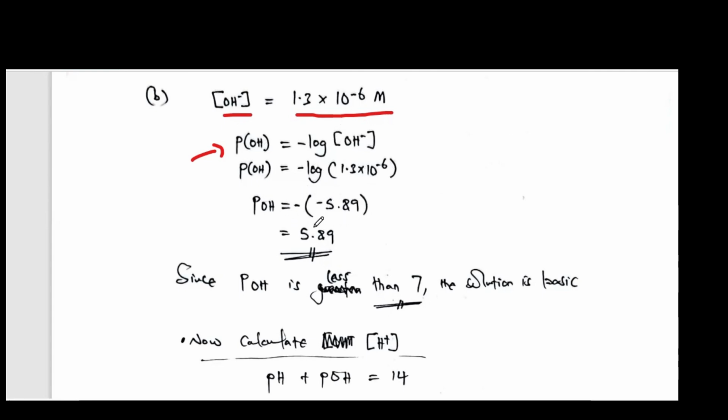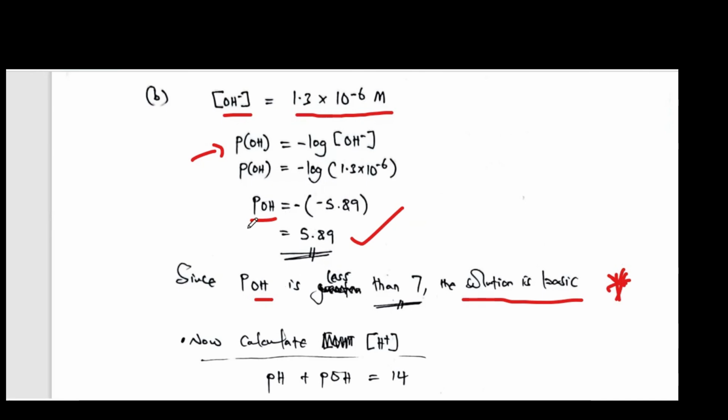Multiplied by the negative outside, you're going to get 5.89. Okay, so remember the rule. We said that when the pH is less than 7, then the solution is what? Basic. Okay, so that's the conclusion there. The pH is less than 7. No, not the pH, I mean the pOH is less than 7. So the solution is basic. If we are using the pH there and it's less than 7, we would have said it's acidic, right? Okay, so don't get confused.